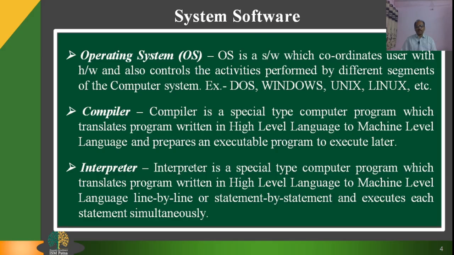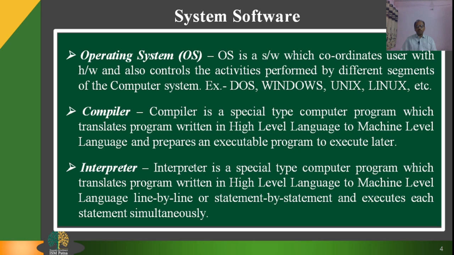The compiler is a special type of computer program which translates a program written in high level language to machine level language and produces an executable program. The interpreter is also a special type of computer program which translates a program written in high level language to machine level language line by line or statement by statement and executes each statement simultaneously.